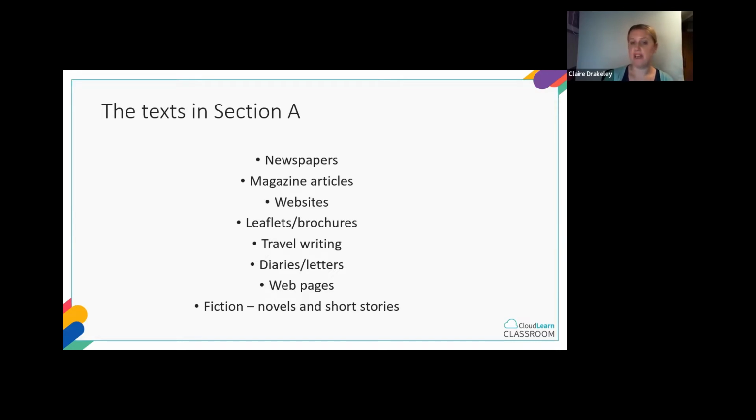The text could be from newspapers, they could be magazine articles, they could be from websites, leaflets or brochures, travel writing, diaries or letters, web pages, or fiction, whether that's novels or short stories. We haven't yet looked at fiction. We'll be covering that later on in the course and in future lessons, so don't worry about that one, but the rest of them you should be comfortable with. We have covered those in our lessons and we've got up to this point covering those in our course information. If you haven't yet covered those, that's fine.